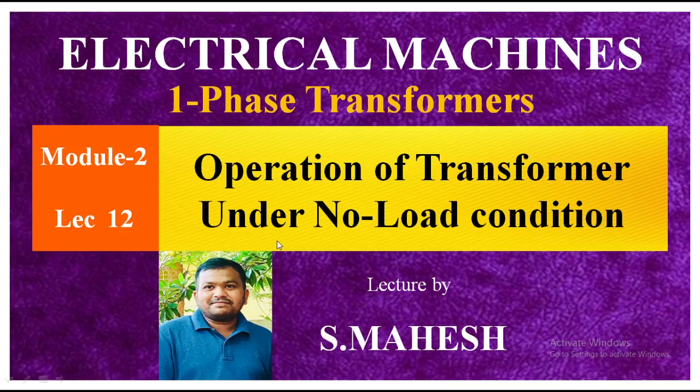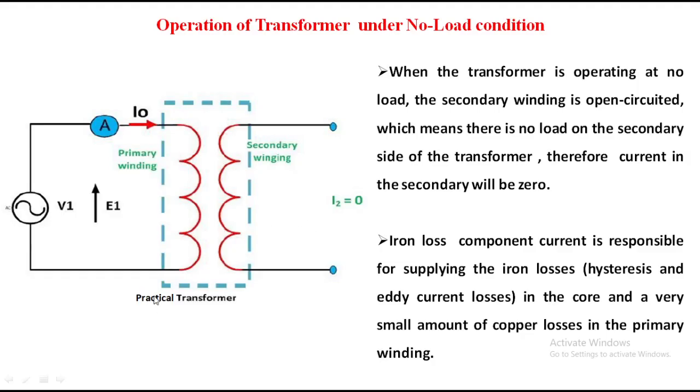Hello everyone, let's discuss the operation of transformer under no load condition. So this is the circuit diagram for practical transformer. We all know that in case of ideal transformer there are no iron losses and copper losses. So simply the losses are zero in case of ideal transformer, but coming to the practical transformer we have iron losses and copper losses. So in practical transformers there are two types of iron losses.